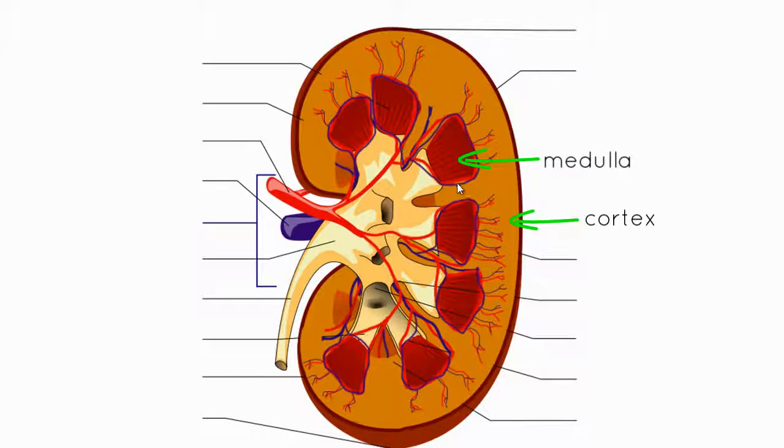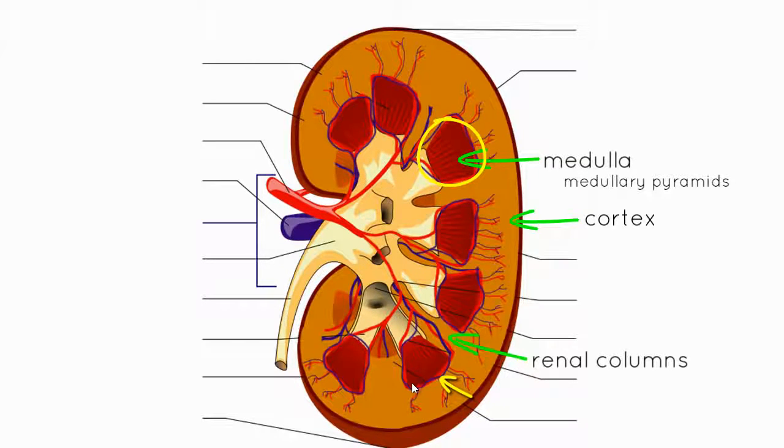And you can see it projects in towards the centre of the kidney. So you can see these little projections here between the medulla. So these are called renal columns. So the medulla is this inner tissue which is surrounded by cortex, and it's shaped like a pyramid, so they're called medullary pyramids. So the base of these pyramids faces outwards into the cortex, but the tip of the pyramid, the apex, points in towards the renal sinus.